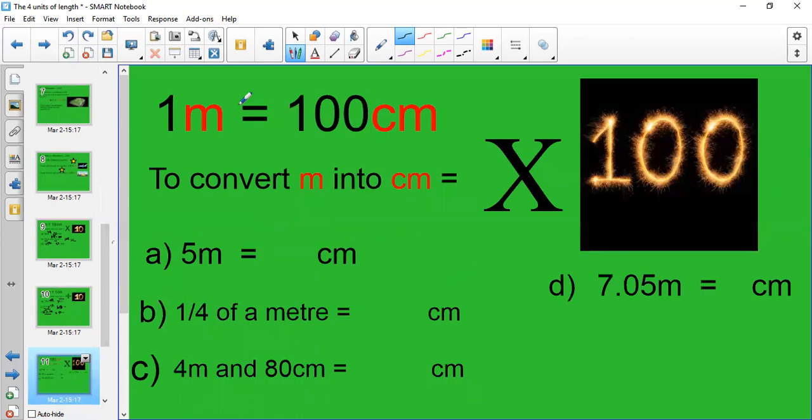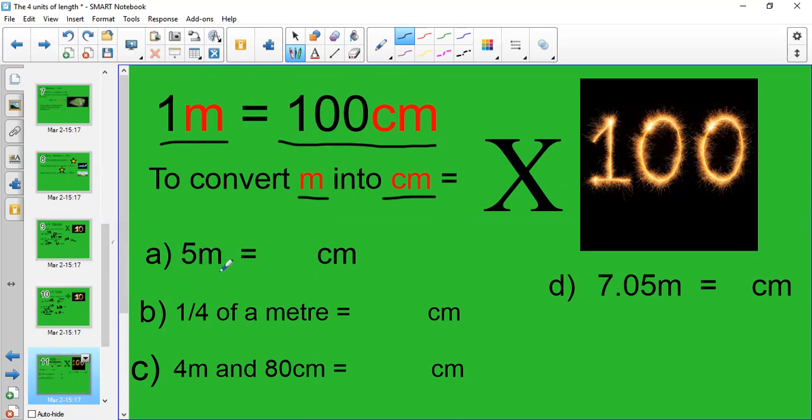Now, this is new information that we are being given today. We know that 1 meter is equal to 100 centimeters. Now, to convert meters into centimeters, you need to multiply by 100. We were multiplying and dividing by 10, but because we are working with 100 centimeters, we need to multiply by 100. To multiply a number by 100, you add 2 zeros to a number, or you move your decimal point forward to the right by 2 places.